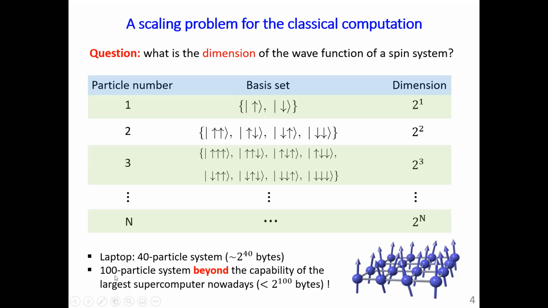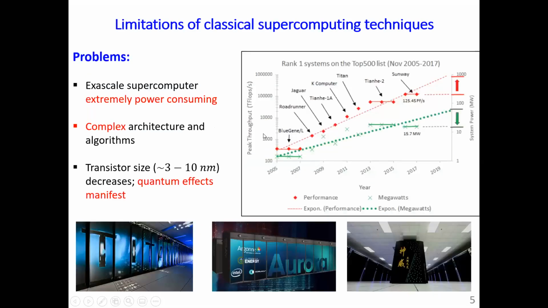However, to store an even larger system, to store a 100 particle system is beyond the capability of the largest supercomputer nowadays. Not to say to operate on such information. And people might think if it's applicable for supercomputing techniques to eventually address such questions. It's not so promising from a nowadays perspective. The problems are the following.